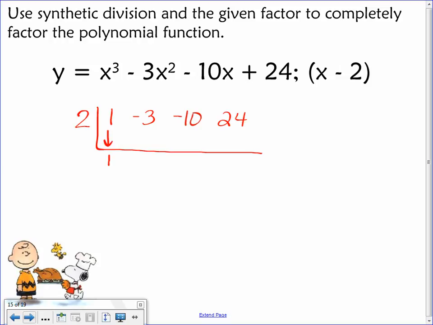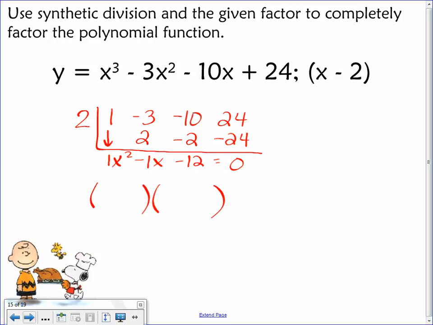Drop the first number down. Multiply, add, multiply, add, multiply, add. So since we started with x cubed, this will now be x squared minus 1x minus 12. You could say equals 0 if you were going to solve this. But are we being asked to solve it? No, we're not. We're being asked to factor it. Let's factor this.